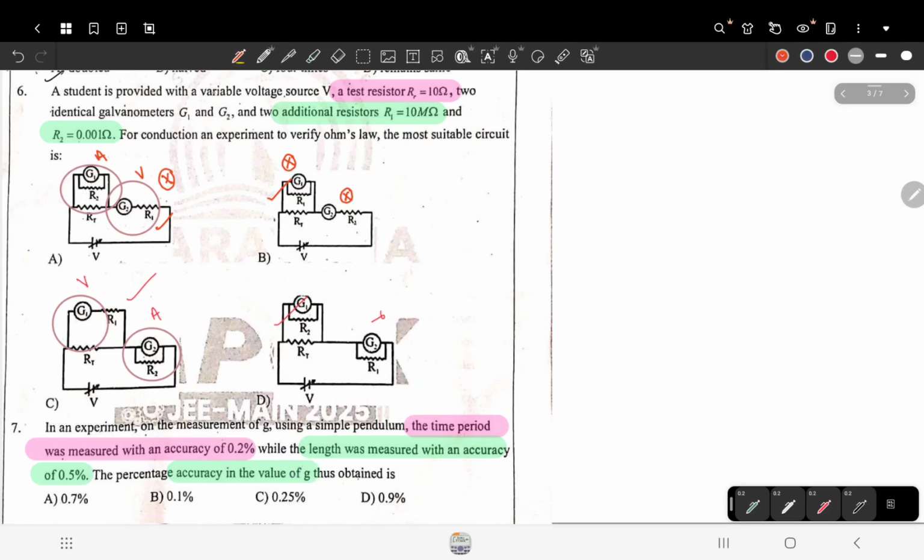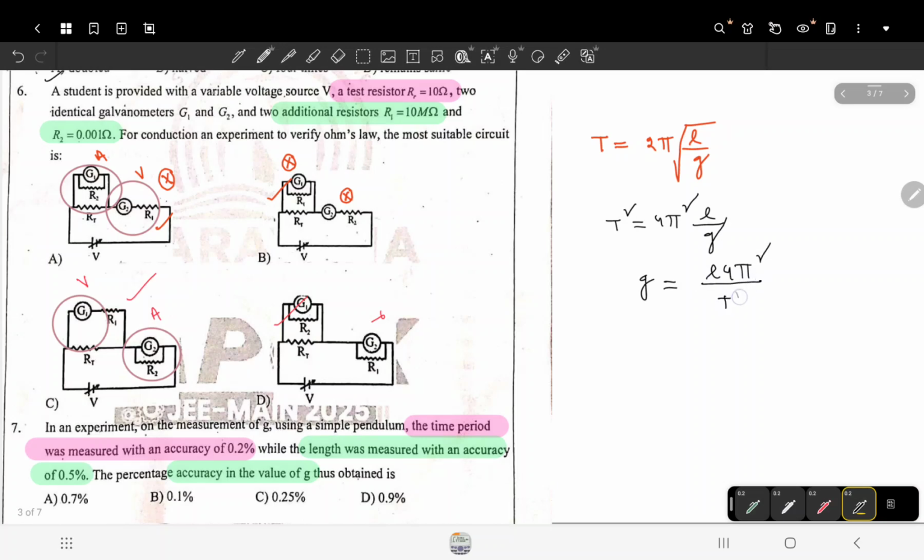Let's say we have time T equal to 2π under root of L by g. That's a basic formula, right? Therefore, as I want to find out g, we can write T squared is equal to 4π squared L by g. Therefore g is equal to L 4π squared by T squared.